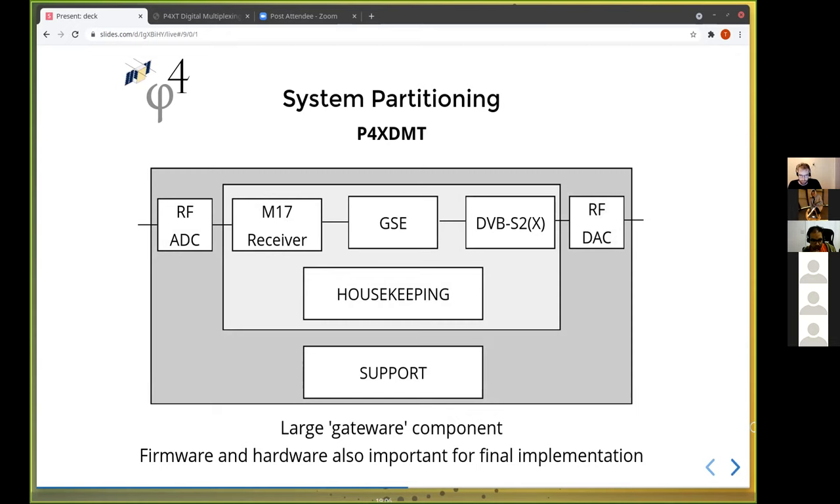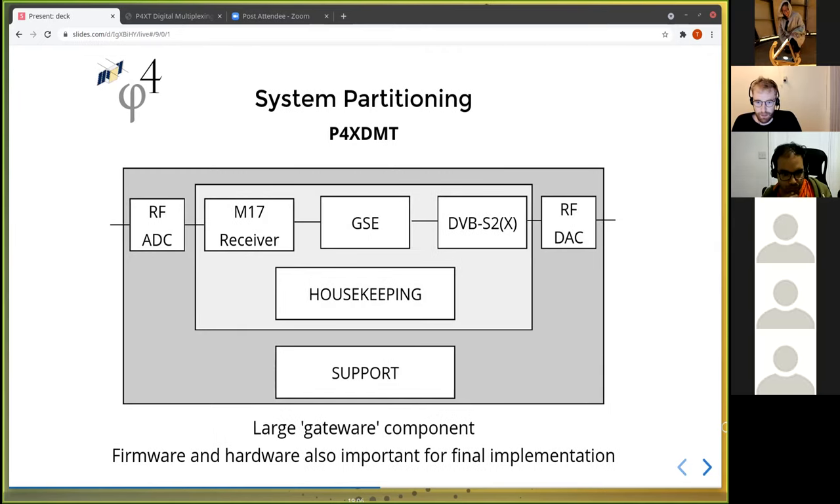But yeah, there's also a non-trivial amount of firmware and hardware that really allows this thing to operate as a whole. So I think we have pretty good progress on these two elements, the GSE and the DVB-S2X. The work of Andre and Anshul has really pushed this quite far at the moment. And then we've got the other aspects of the M17 receiver we need to look at. And then obviously all the supporting circuitry, boards and all that kind of stuff.